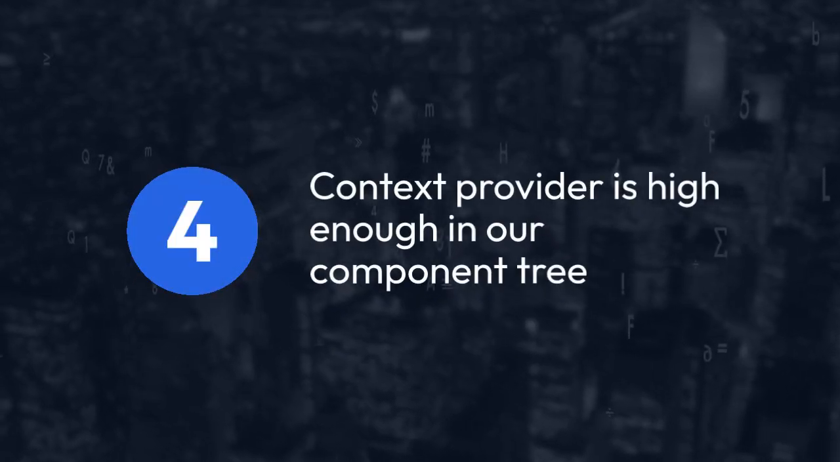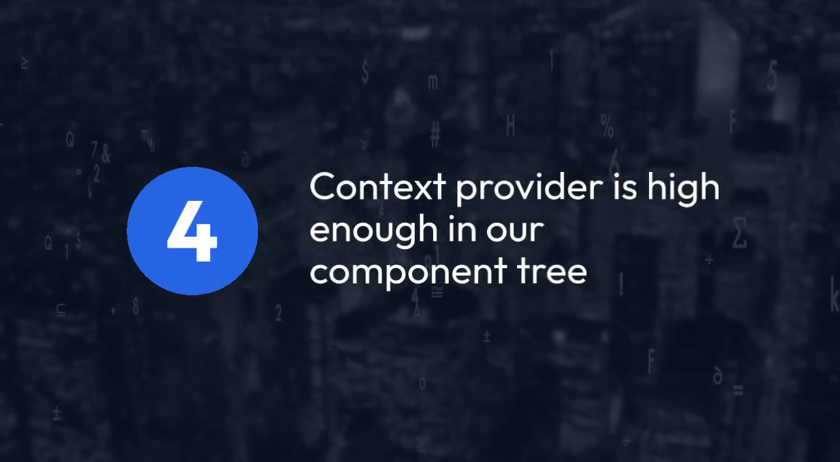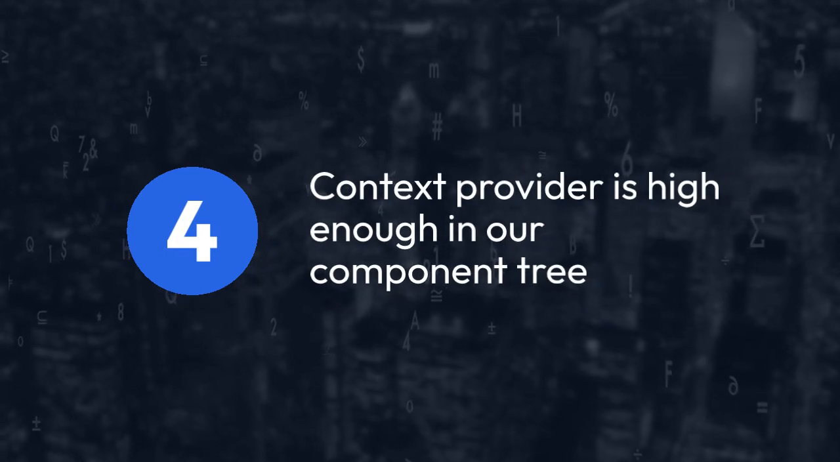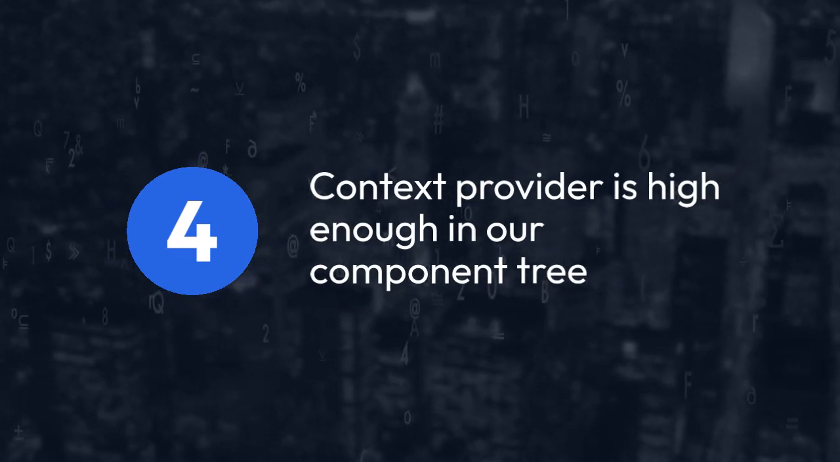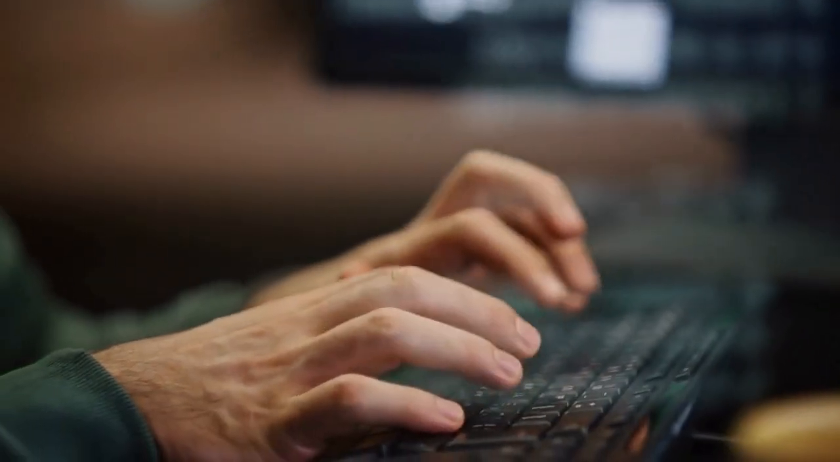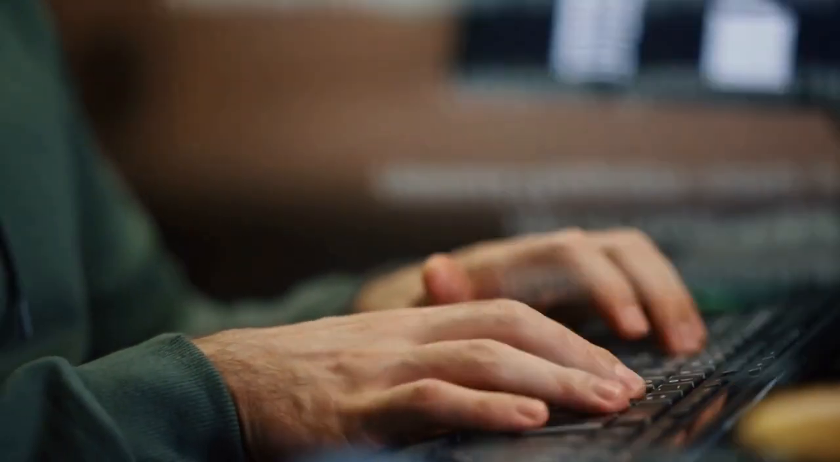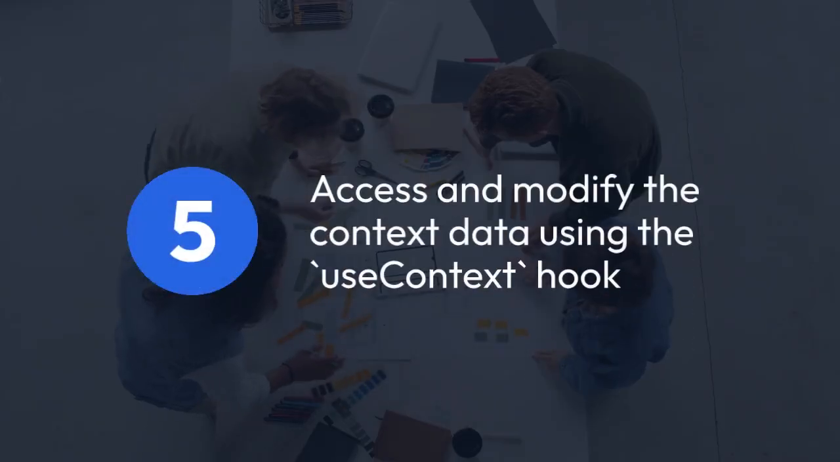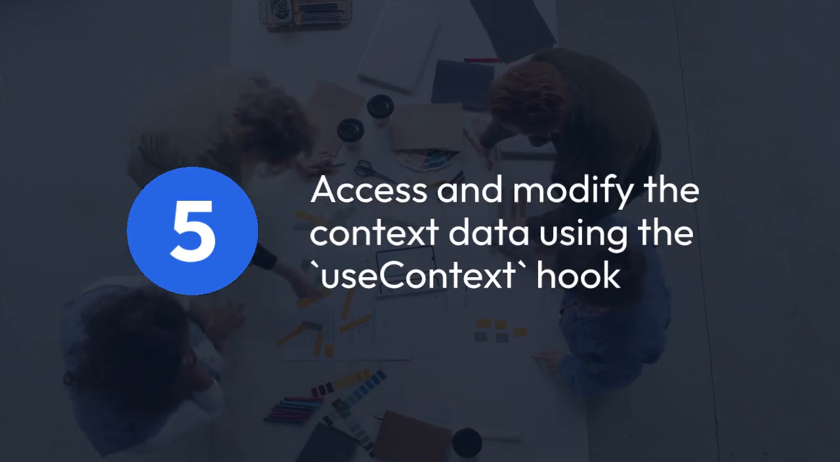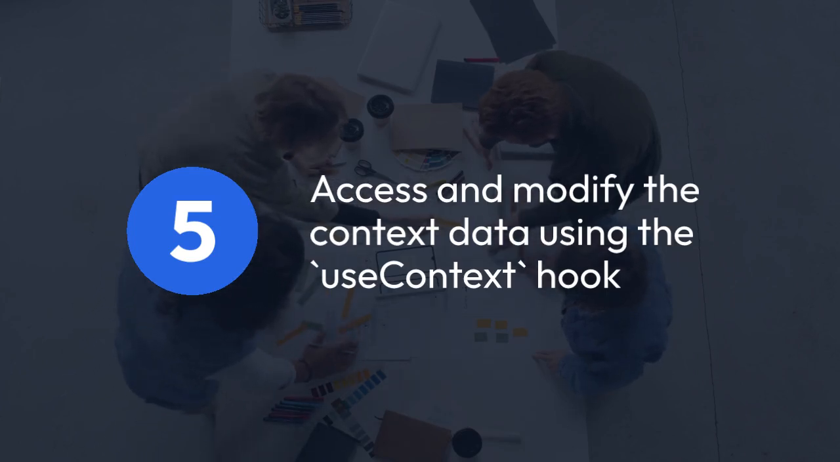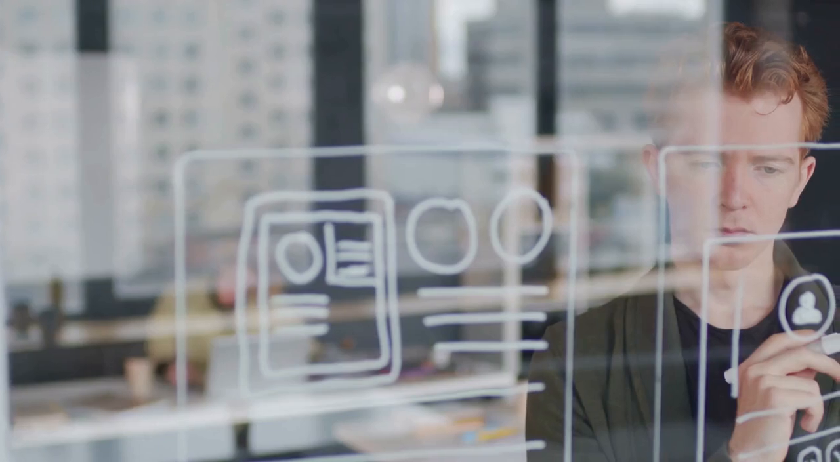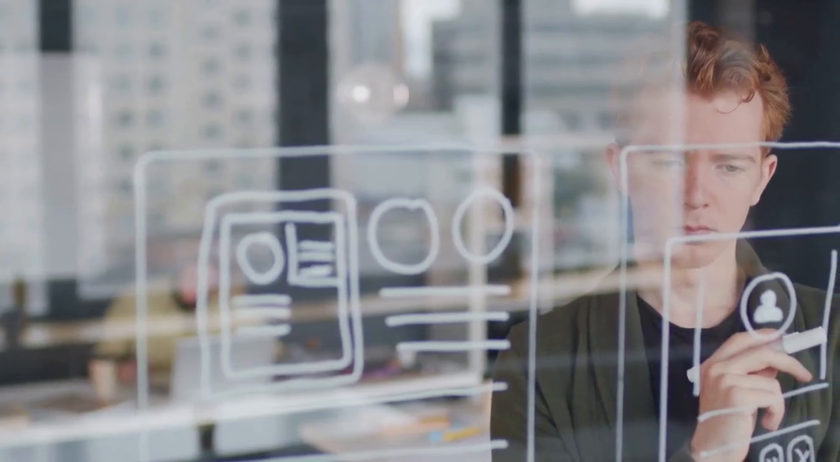4. We need to make sure our context provider is high enough in our component tree to make the data accessible to all components that need it. Wrap your main app component with the context provider to ensure broad access. 5. Finally, components can access and modify the context data using the useContext hook, which makes the data readily available for use throughout the application without the need for prop drilling.